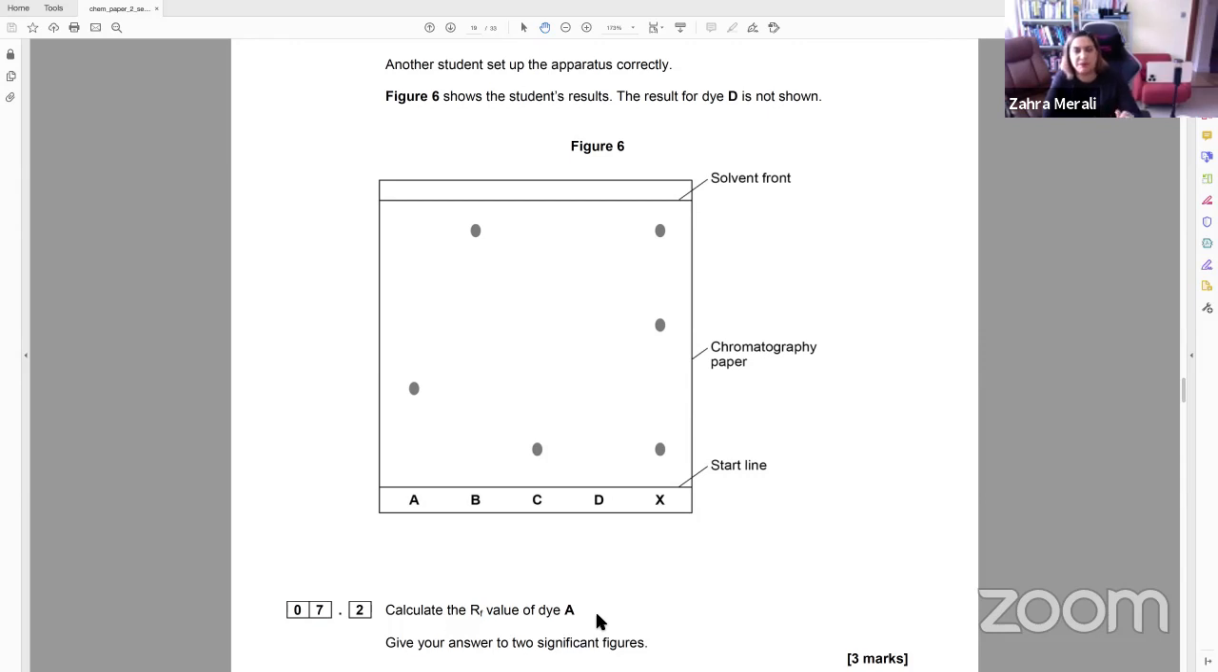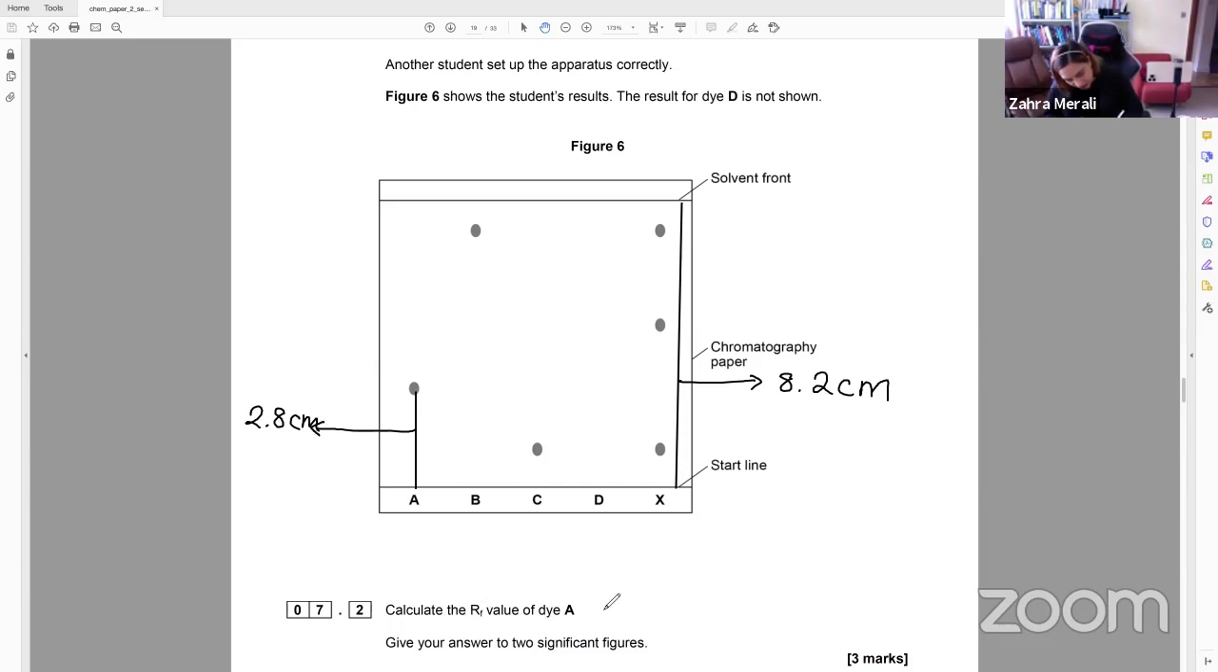Now, if you remember, we had to measure the amount A had moved. So what you would do is measure this total line here with a ruler, and you would also need to measure this line here. When you measure them, this comes out to be 8.2 centimeters, and this comes out to be 2.8 centimeters. They allow for you being out by 0.1 of a centimeter either way, in case you've measured it slightly differently, but you essentially want the distance moved by A, and the distance moved by the solvent.